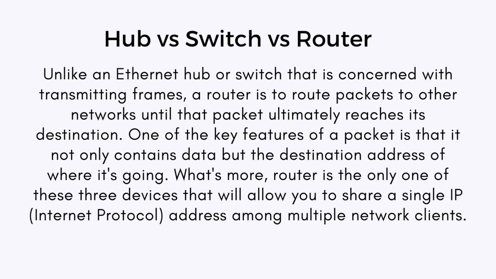Unlike an Ethernet hub or switch that is concerned with transmitting frames, a router is to route packets to other networks until that packet ultimately reaches its destination. One of the key features of a packet is that it not only contains data, but the destination address of where it's going. What's more, the router is the only one of these three devices that will allow you to share a single IP, Internet Protocol, address among multiple network clients.